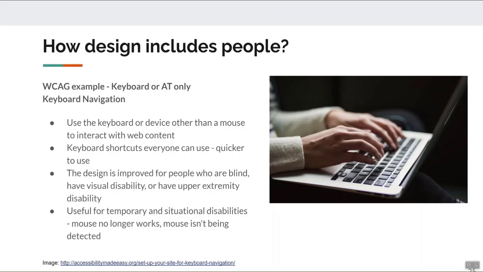Now, if we're looking at temporary or situational disabilities, it might be that your mouse no longer works, maybe the battery died, or maybe the mouse isn't being detected.